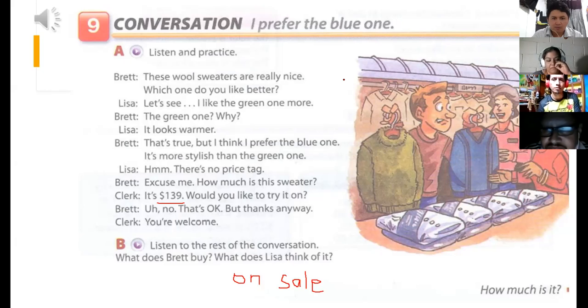All right. Nice. And it's cheap, right? Because the other one was expensive. So that's why you say, I prefer the blue one. I prefer the cheaper one. I prefer the smallest one. That's how you say, right? Prefiero eso, prefiero lo otro. Okay.